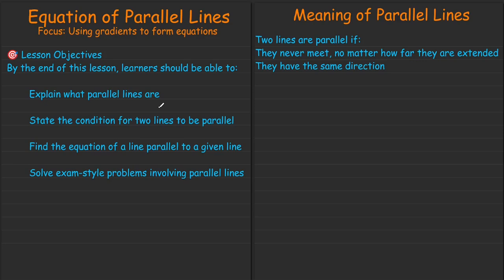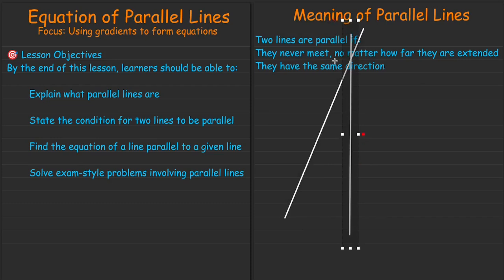When we talk of parallel lines, we say two lines are parallel if, first of all, they never meet, no matter how far they are extended. What do we mean by they never meet, no matter how far they are extended? If I have this line and this other line, they don't meet. Yes, they don't. But if I extend this line and also extend this line, you realize that they are going to have a meeting point over here.